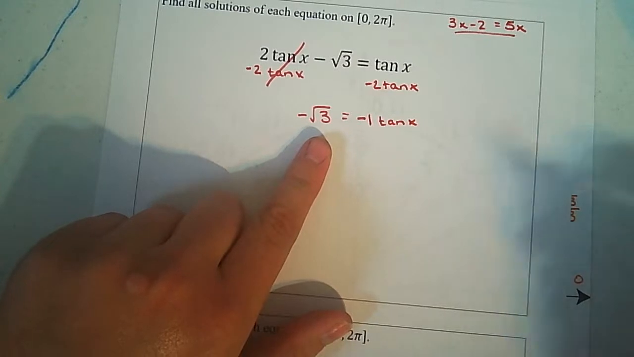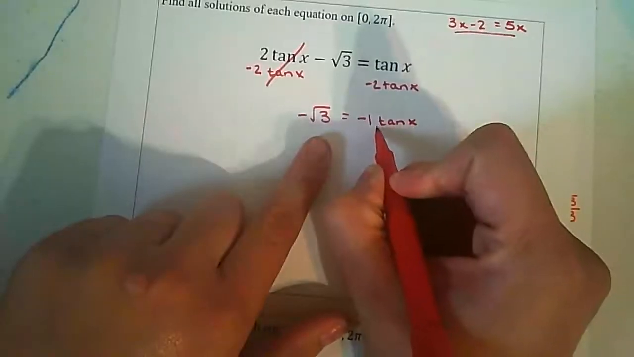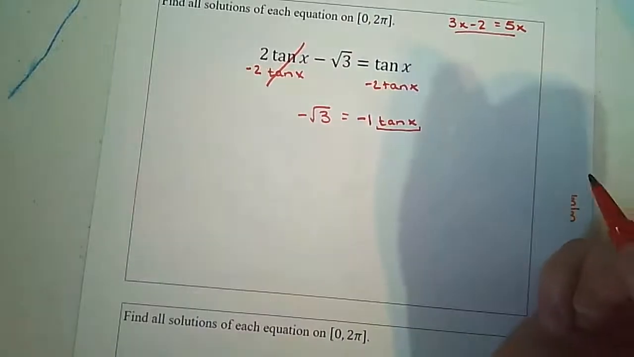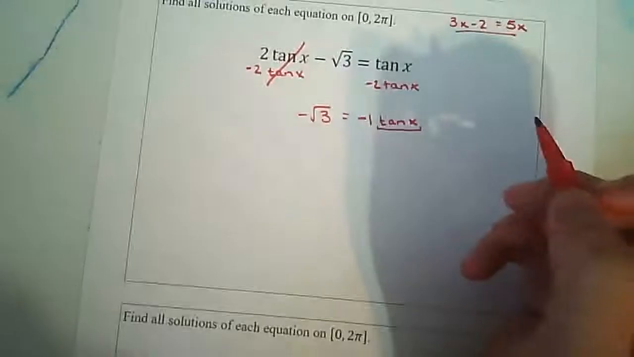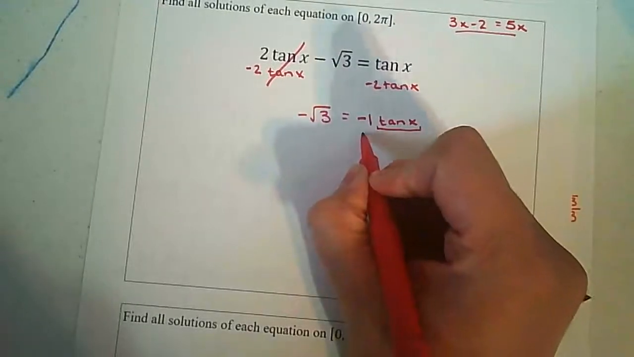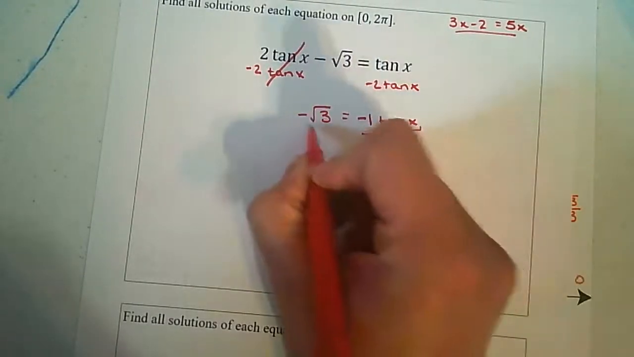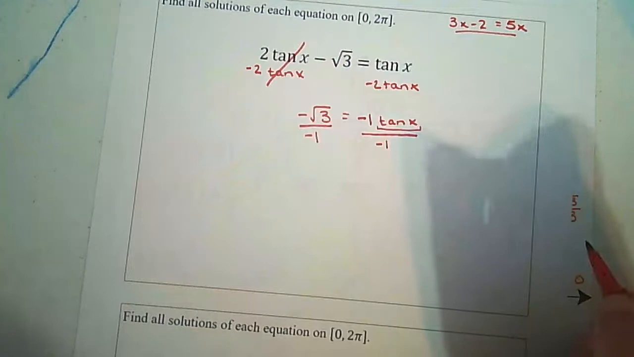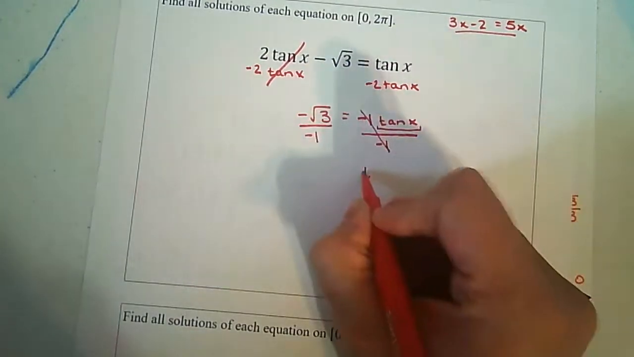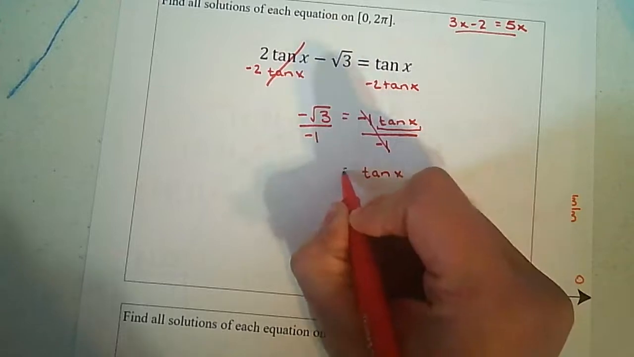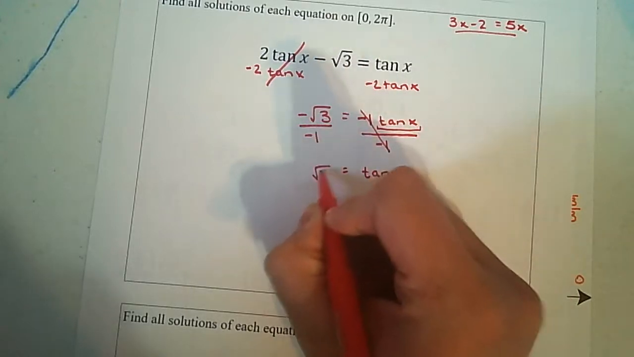Our next step, that's where that division comes into play. I want to get my tan totally by itself. So right now it's being multiplied by negative 1. So in order to get rid of that multiplication by negative 1, I would divide both sides by negative 1. And now we're left with tangent of x equals positive square root of 3.